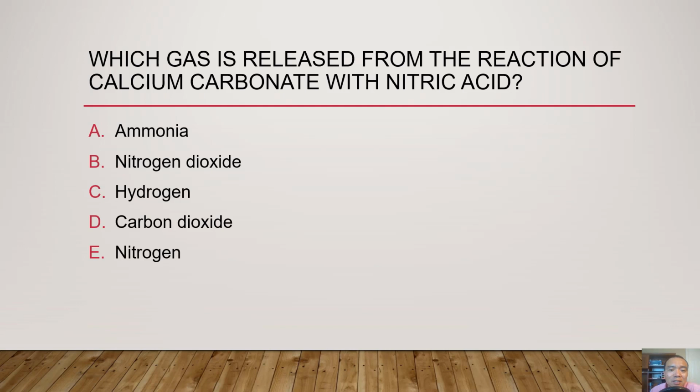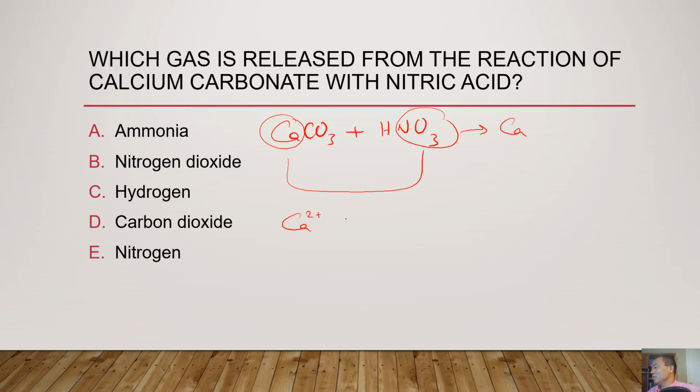Which gas is released from the reaction of calcium carbonate with nitric acid? So calcium carbonate reacting with nitric acid. Do remember, it's outside and outside. So outside with outside gives you a salt. Please make sure you do the crossover rules. Then the Ca2+ and the nitrate. To cancel out the charges, Ca will have 1 and NO3 will have a 2. That's the crossover rules. 2 goes here, 1 goes here. That's how we know, so you write the correct formulas.